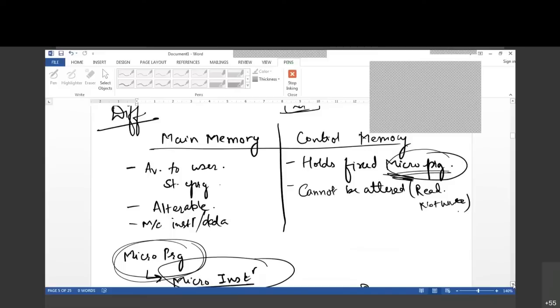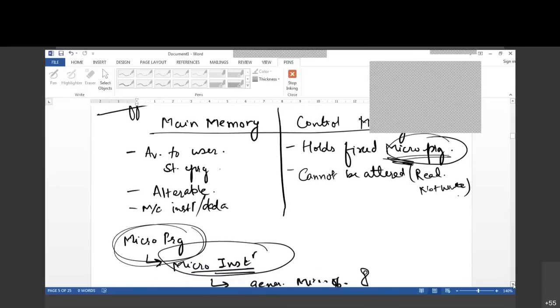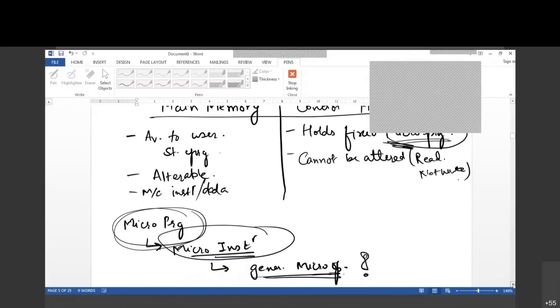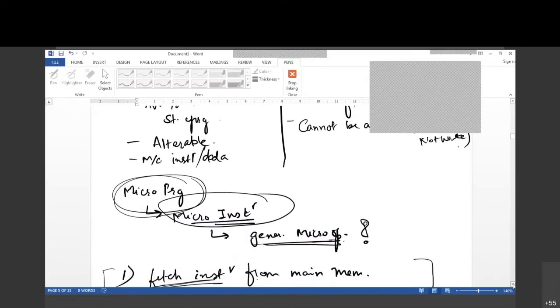Whereas in control memory, we saw that they hold fixed microprograms. Control memory is a type of ROM only. The microprograms are written by programmers and they cannot be altered by normal users. So we can only read those programs. We cannot write into it. We cannot make any changes.